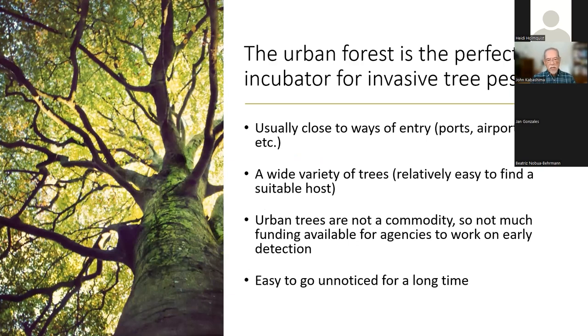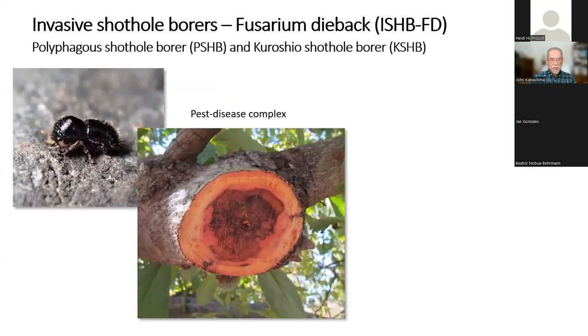And urban trees are not an agricultural commodity in California. So primarily the efforts, regulatory and in terms of funding, go to the agricultural commodity and the pests that threaten that. And the urban forest is really not in that. So we always have a lack of funding early on. So things get out of control in the urban environment, and then they can spread to other areas. And something like the invasive shothole borer, which is pretty cryptic in the way that it reproduces, can go unnoticed for a very long time. And that's what happened with this shothole borer Fusarium dieback.